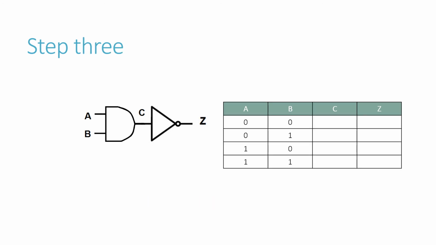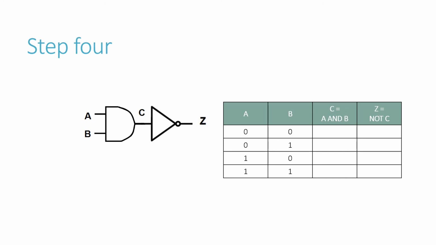There they are. Binary counting. And now next step is to work out the Boolean expression for each column and then to fill in the values for that column. So let's do that. What's the Boolean expression for C and what's the Boolean expression for Z? So C is A and B and Z is not C. So I'm going to fill in those values now. See if you can do that, staying one step ahead of me.